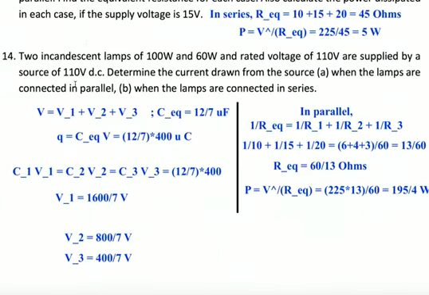Last problem, let's see. Two incandescent bulbs of 100 watt and 60 watt and rated voltage of 110 volts are supplied by a source of 110 volts DC. Determine the current drawn from the source when the lamps are connected in parallel and when the lamps are connected in series.